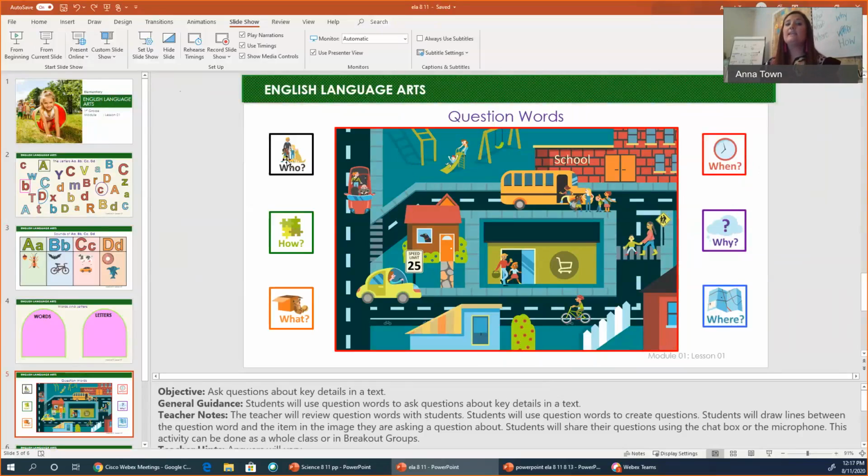Who means character. So I want to hear you say, who means character. It's a person or an animal, and you can see people and animals here. Who? Character.